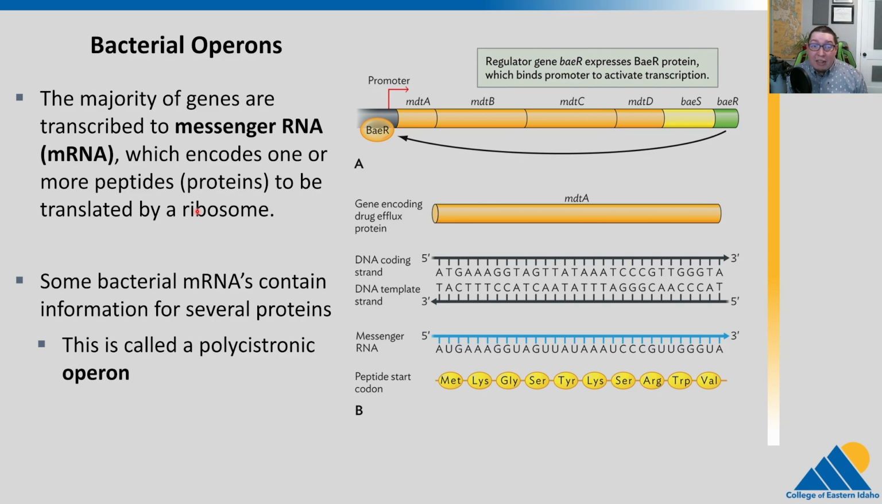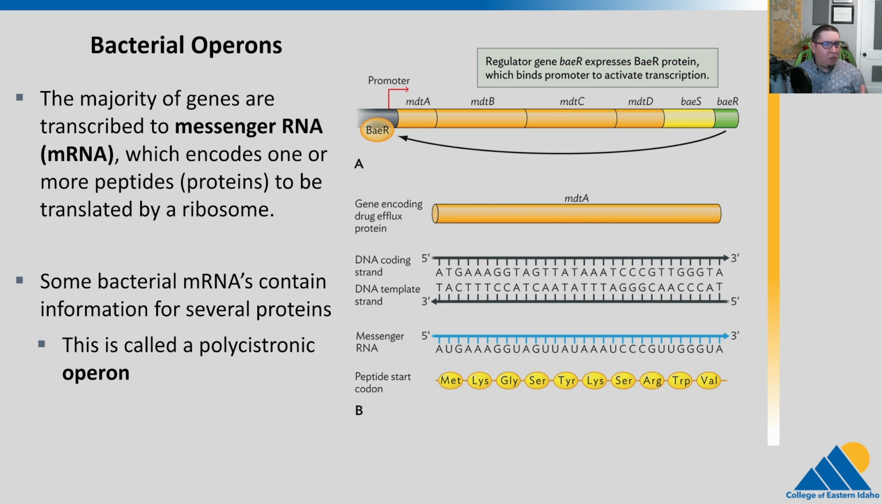We do not find this in eukaryotes. So this is one of the ways that prokaryotes have compacted the process. They speed it up. So here we would make a big mRNA, and one of these regions, MDTA, would get converted into a protein there, but we would have one big long messenger RNA there.